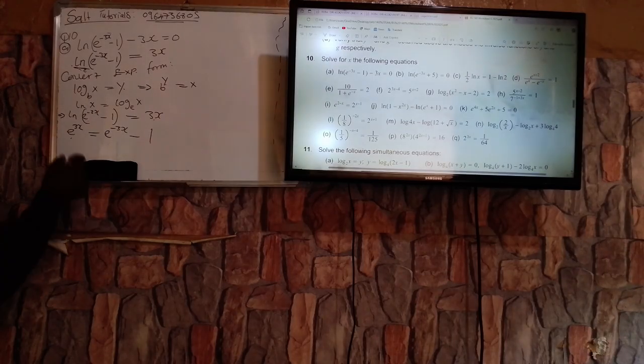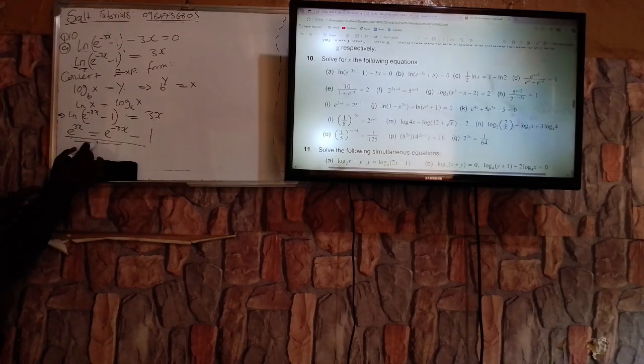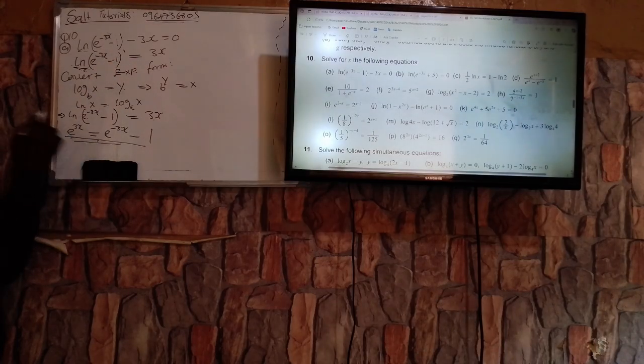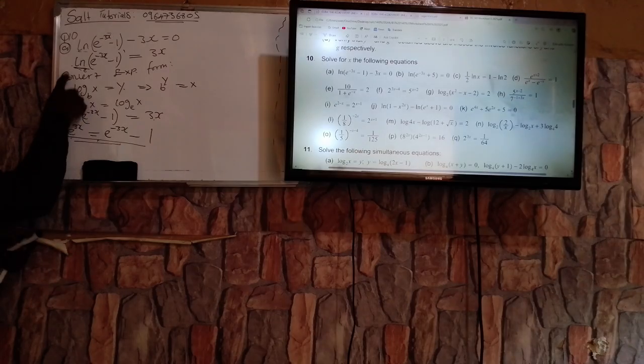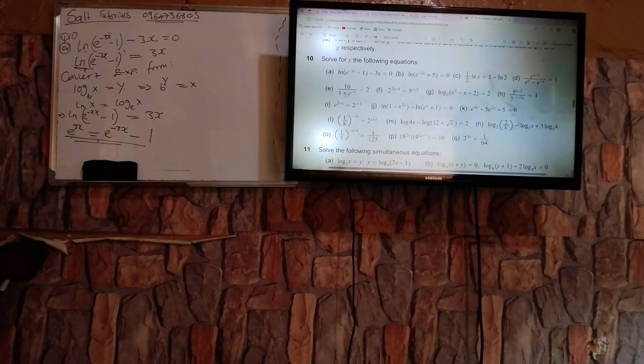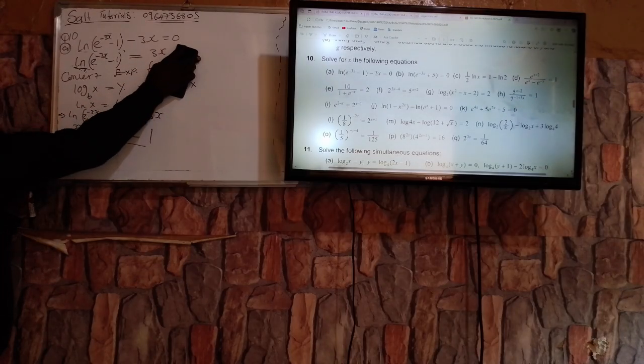So we are now working with this equation. This function is the same as this. So we'll solve for x using this because this one is the simplest. It's simpler to use compared to the first one. So from conversion we have the exponential form. We'll use the exponential form to solve. So let me delete just this part.